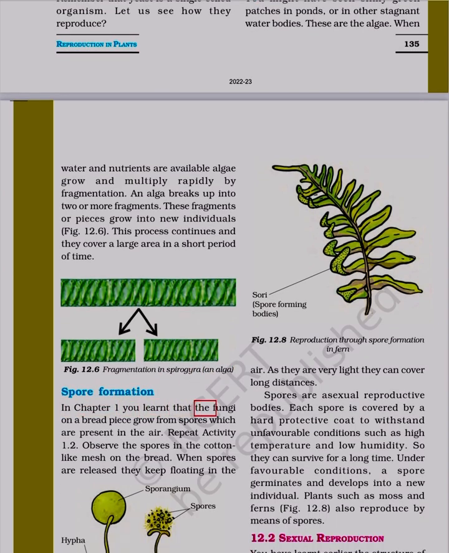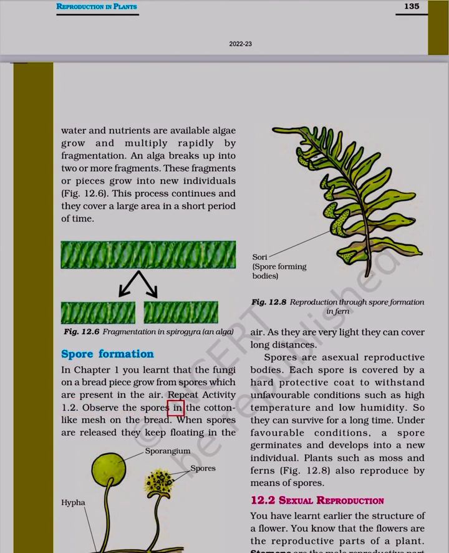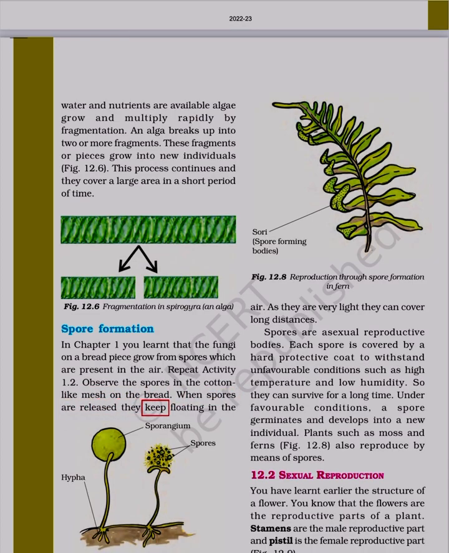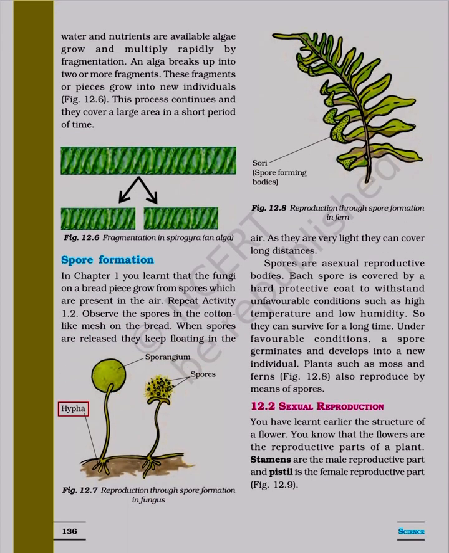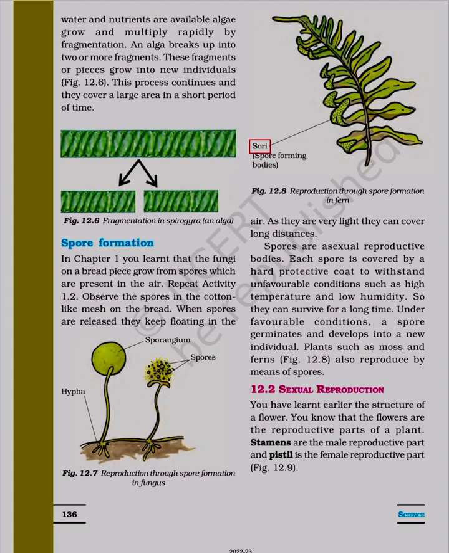In chapter 1 you learnt that the fungi on a bread piece grow from spores which are present in the air. Repeat activity 1.2. Observe the spores in the cotton-like mesh on the bread. When spores are released they keep floating in the air. Sporangium, spores, hypha. Figure 12.7 Reproduction through spore formation in fungus. Spore forming bodies. Figure 12.8 Reproduction through spore formation in fungus. As they are very light they can cover long distances. Spores are asexual reproductive bodies. Each spore is covered by a hard protective coat to withstand unfavorable conditions such as high temperature and low humidity, so they can survive for a long time. Under favorable conditions, a spore germinates and develops into a new individual.